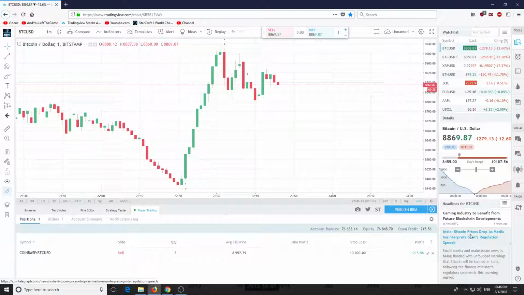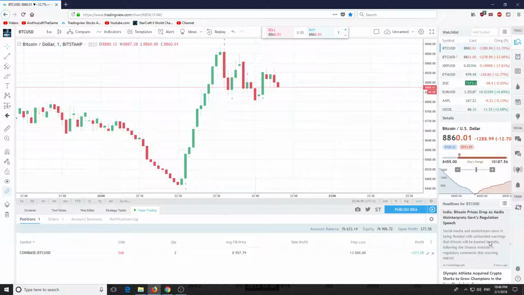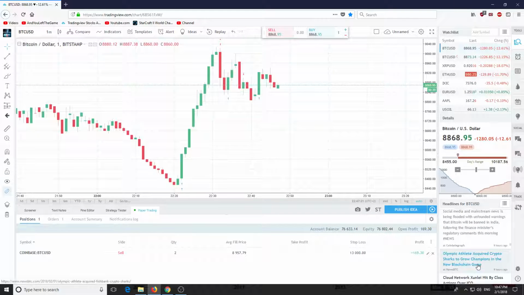Okay, India. Bitcoin prices drop as media misinterprets government's regulation speak. So this is the kind of thing we get when we try to find out what happened to Bitcoin. Pretty much this is very streamlined actually, and they want you to believe that Bitcoin is falling, including other cryptocurrencies most likely, due to the fact that India wants to put regulatory pressure, or simply control Bitcoin using regulation. Social media and mainstream news is being flooded with unfounded warnings that Bitcoin will be banned in India following the finance minister's regulatory comments this morning.